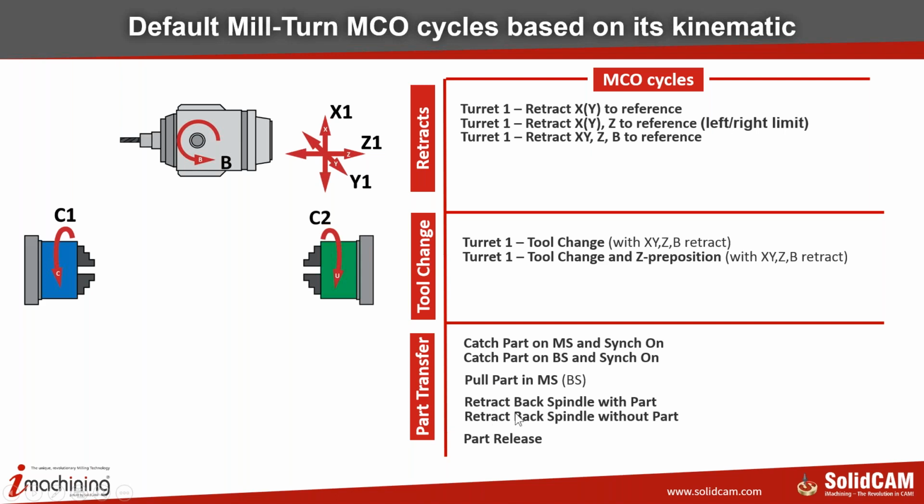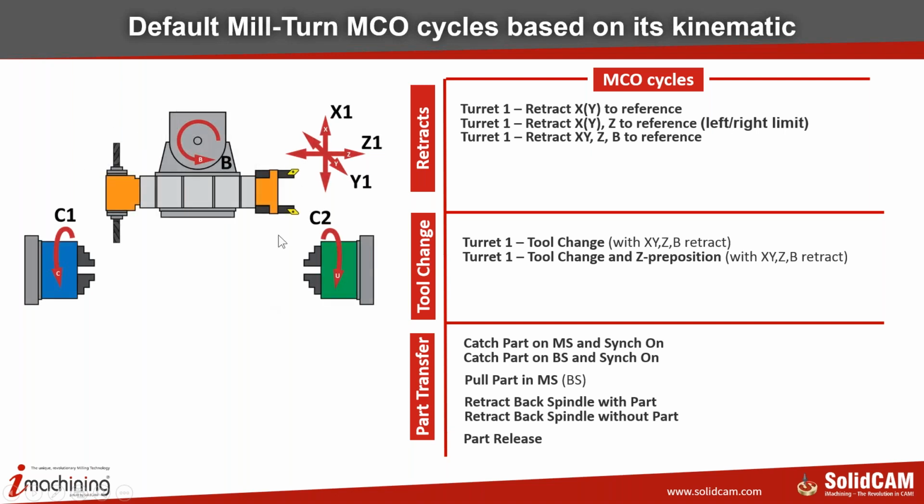Then there are 2 more, regarding the retract of the back spindle with part and also without part. So you are here, you've successfully cut off the part, and you would like to go back. Or there is a situation where you are clamped to the main spindle, you perform some milling and turning operations, just supporting the part, and then you would like to go back without the part. So it's not a part transfer basically, yes. So these are all the MCO cycles that you need for this particular kinematic.